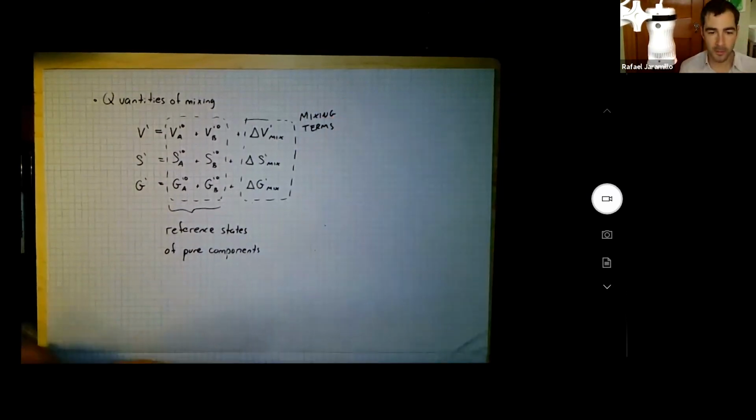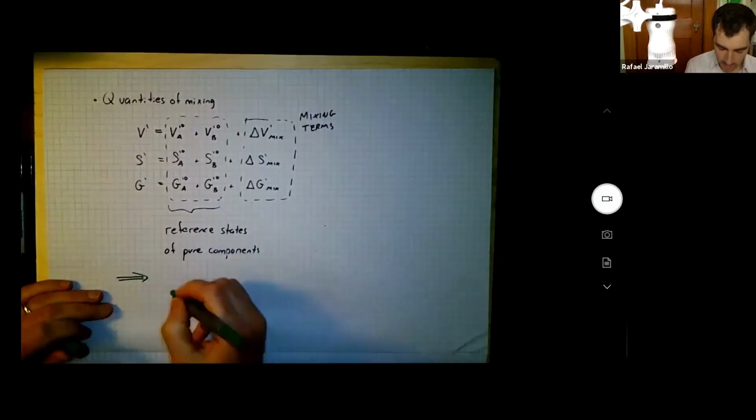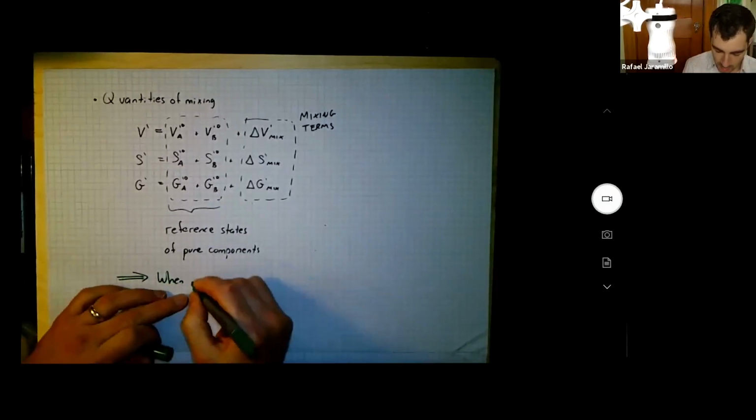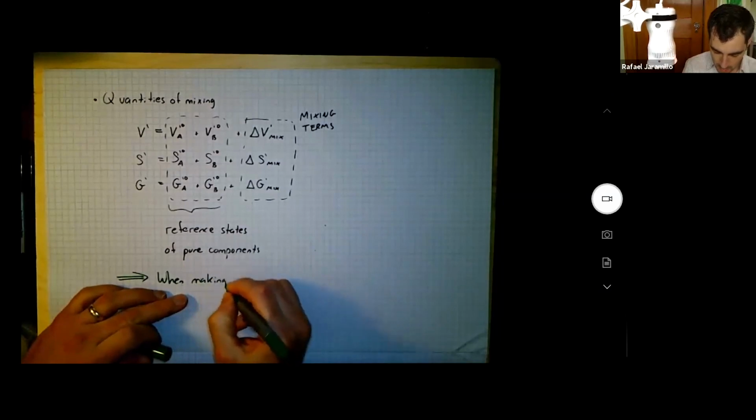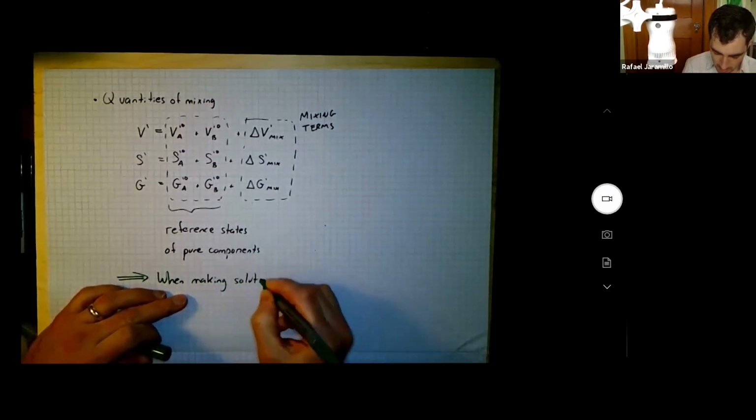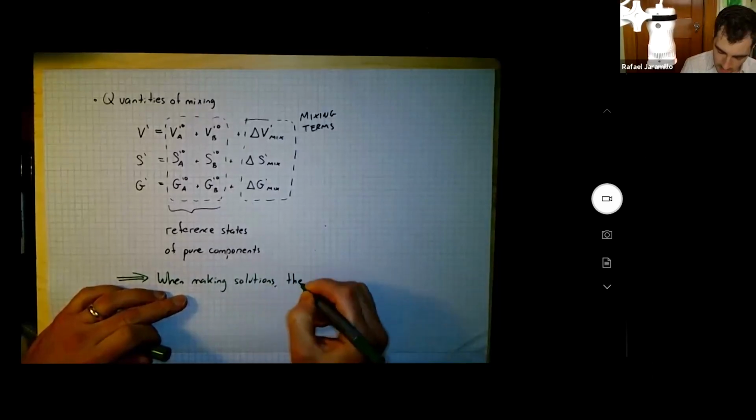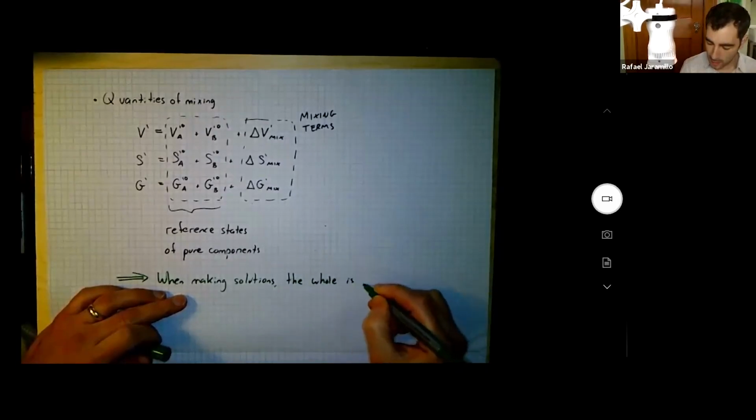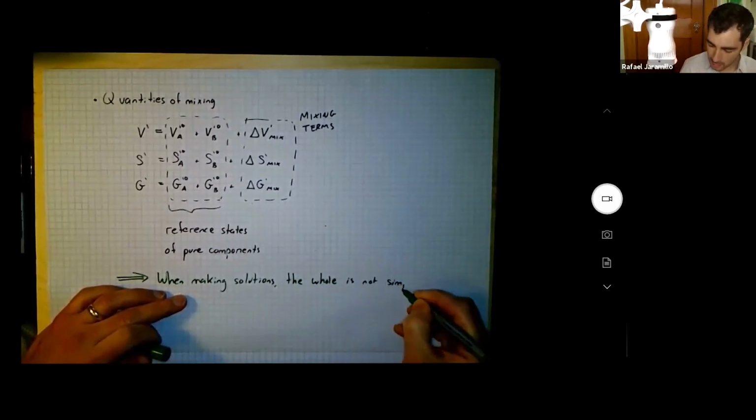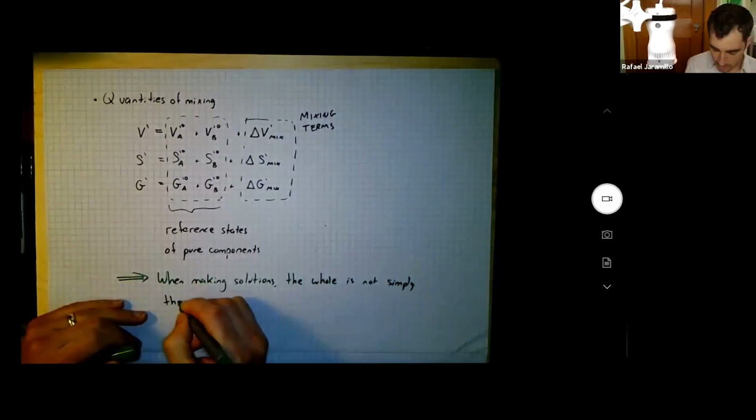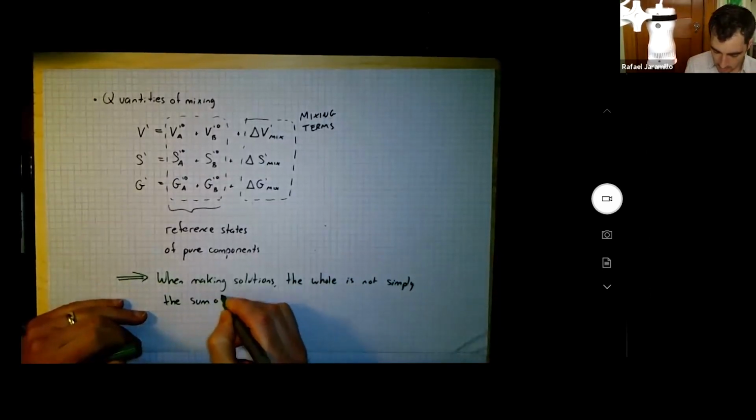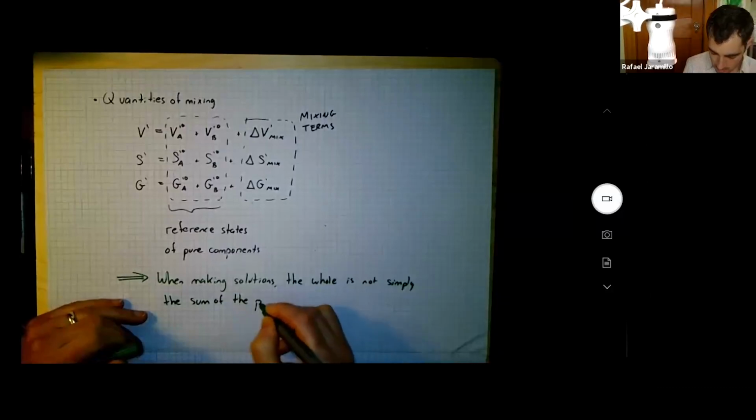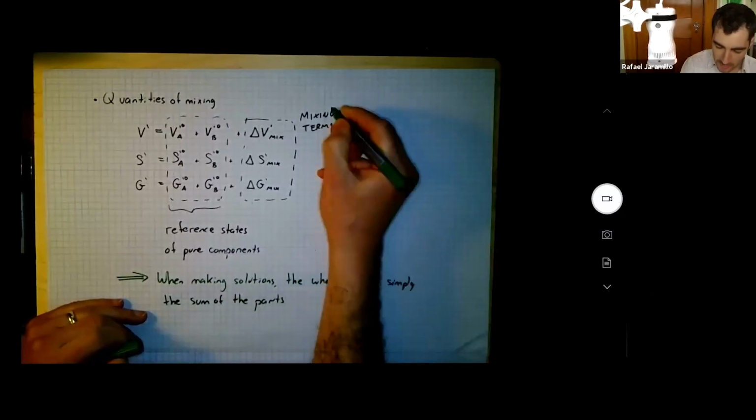And these are the mixing terms. And the point of having these mixing terms is because when you make solutions, the whole is not simply the sum of the parts. That's why we have these mixing terms.